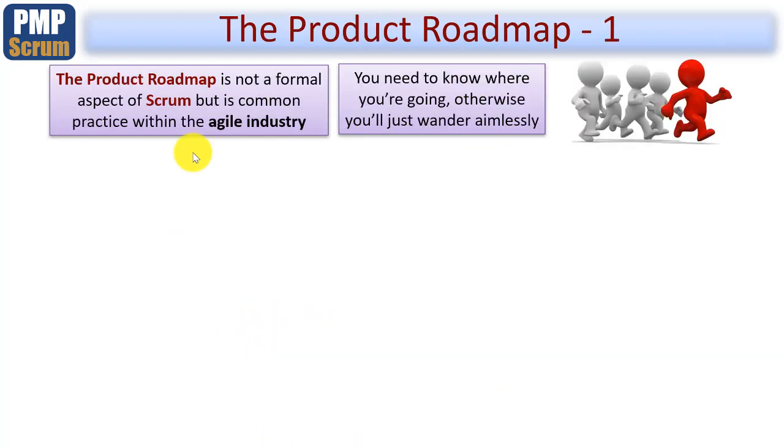So what about the product roadmap then? Well, it's not a formal aspect of Scrum, yet again, as I've said, but it is common practice within the Agile industry. Why do you need this? Well, you need to know where you're going with your project, otherwise you'll just wander aimlessly.